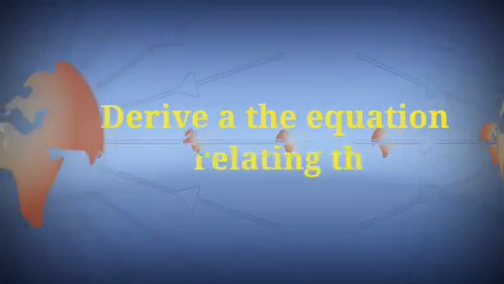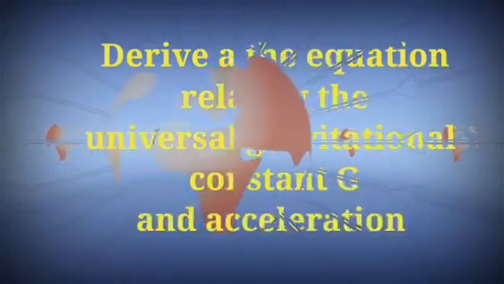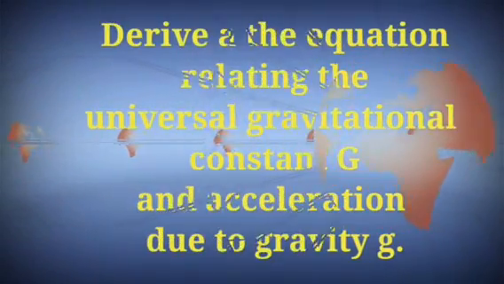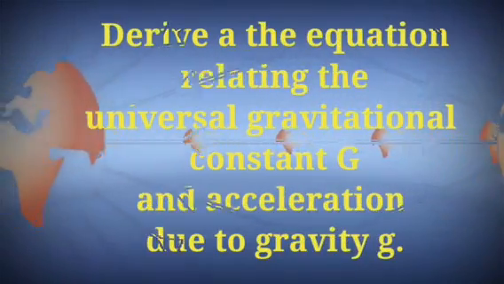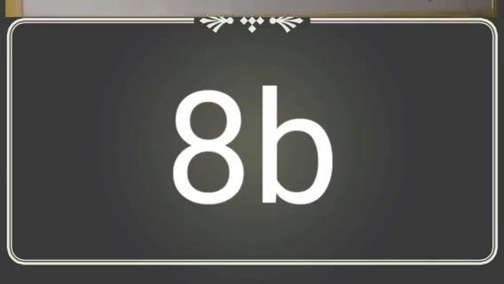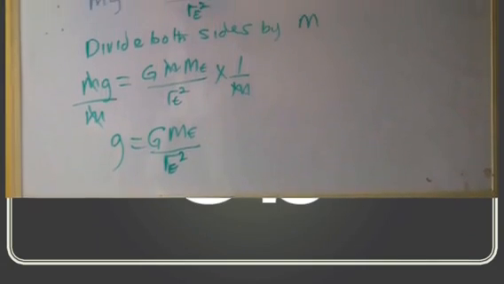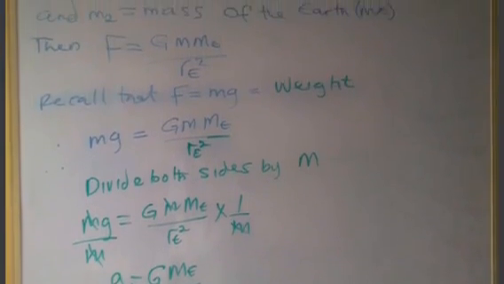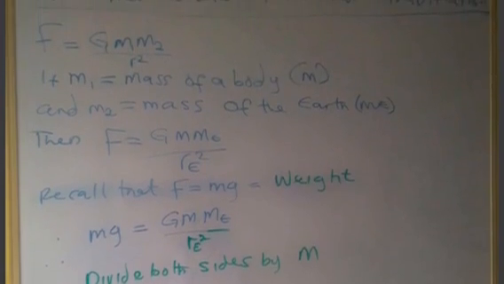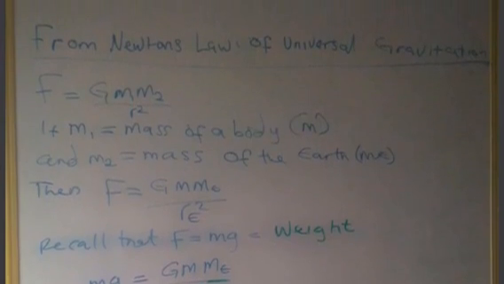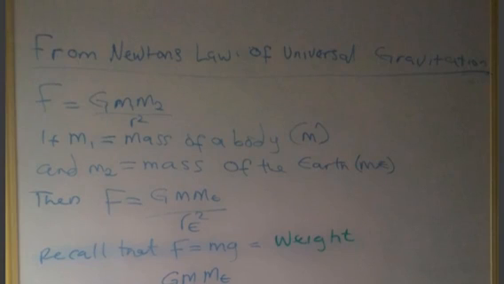Now let's go to another question. This question says derive the equation relating the universal gravitational constant G and the acceleration due to gravity. Now for us to be able to answer this question, we must know that anytime we are asked to find the relation or relationship between two quantities in physics, all we are simply asked for is a formula that relates them, a formula that you can use to express one in terms of the other. That is just what we are asked. Now, for us to be able to answer this question, all we need to do is know Newton's law of universal gravitation, which I have explained to you earlier in this video.